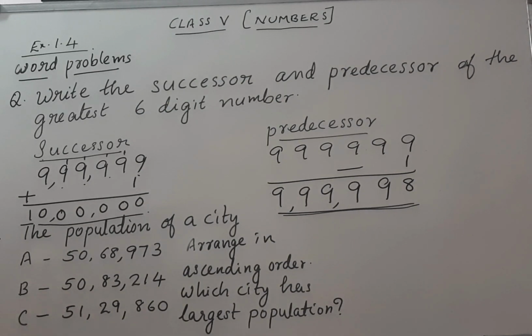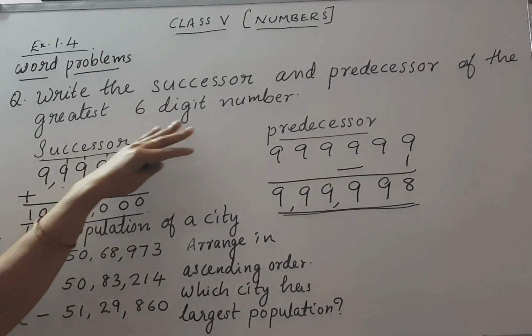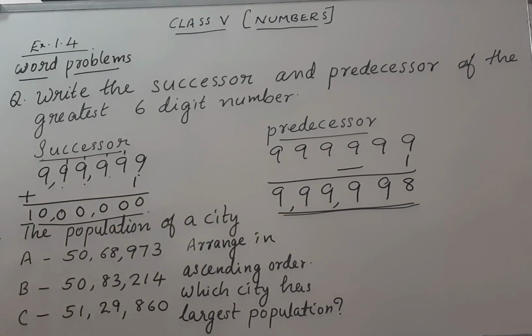So you should understand the concept. Successor is adding 1 to the given number, predecessor is subtracting 1 from the given number. Whether it is a 6-digit number or 7-digit number, whatever the greatest number is, according to the condition you have to add 1 and subtract 1.